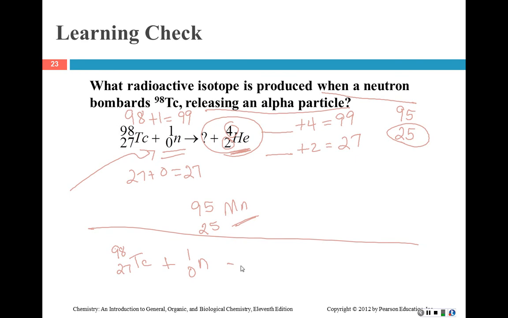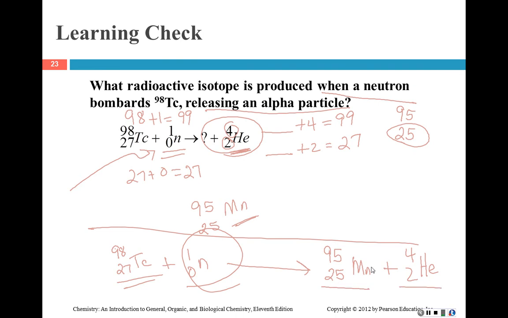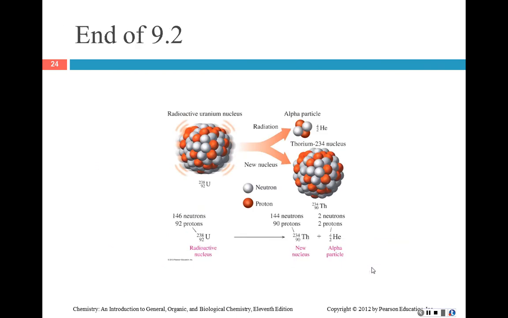So 98 TC98 plus a neutron is going to give you our manganese that we calculated plus our beta particle, which it gave us. So we bombarded with a neutron, and when we hit this with this neutron, then we made manganese, and then we split off that alpha particle and released it. That's the end of 9.2.